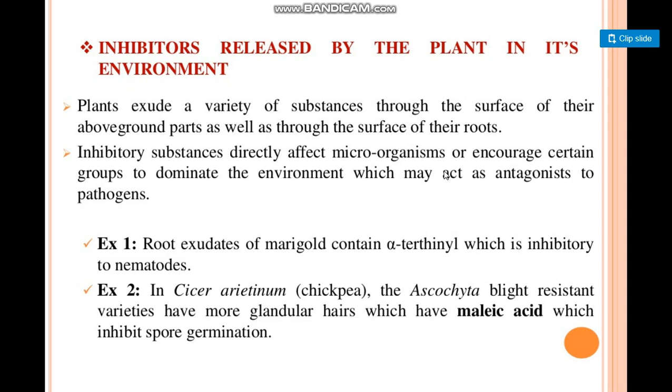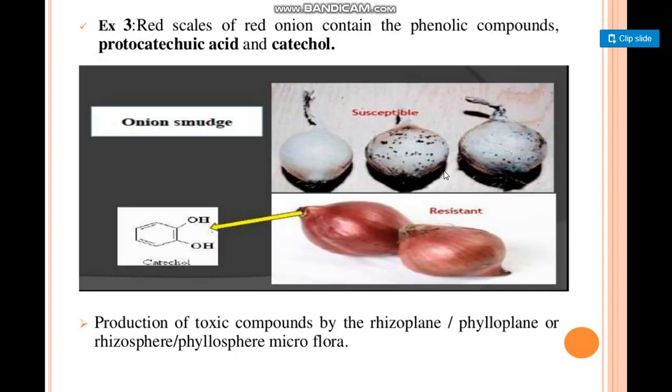Inhibitors released by the plant in its environment: for example, root exudate of marigold contains alpha-terthienyl, which is an inhibitor of nematodes. Plants exude a variety of substances through the surface of their above-ground parts as well as through the surface of their roots. These images show red scales of red onion containing phenolic compounds like protocatechuic acid and catechol. There is also production of toxic compounds by the rhizoplane, phylloplane, rhizosphere and phyllosphere microflora.